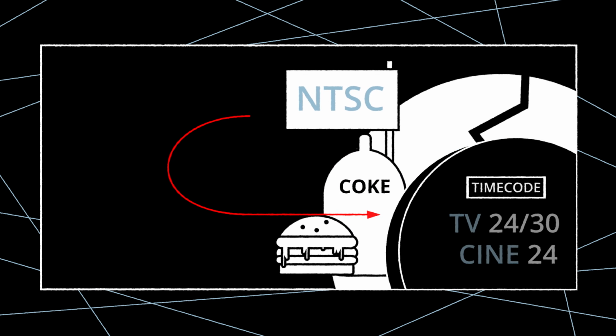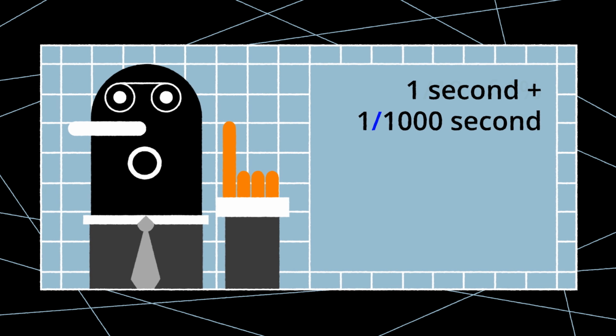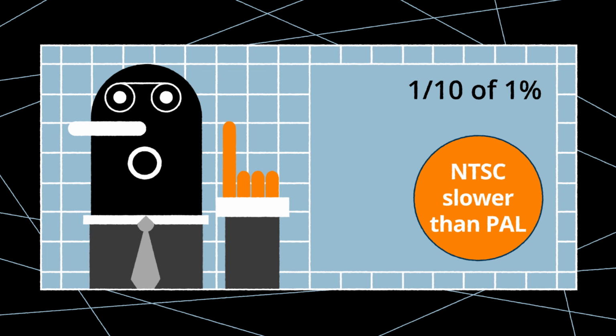In areas of the world using the NTSC standard, television productions run timecode at 24 frames, or most commonly 30 frames, but at the time interval of 1 second plus 1 millisecond. That's 1/10 of 1% slower than the European PAL standard.